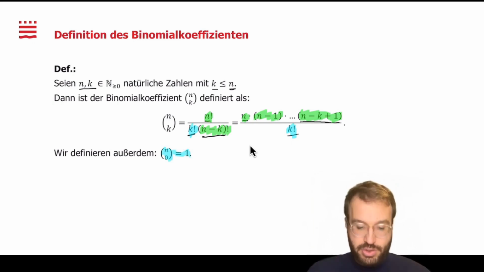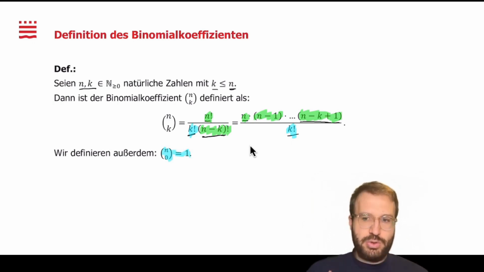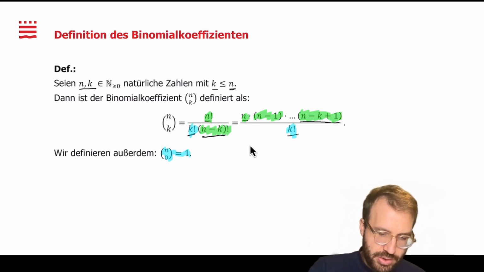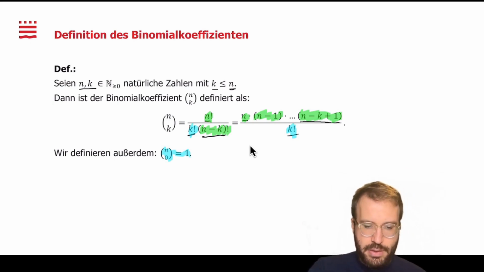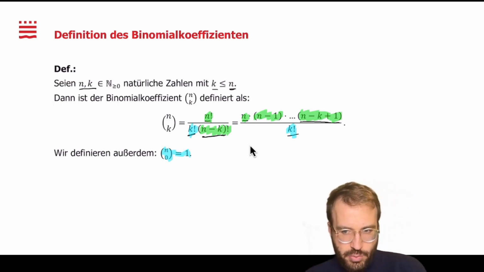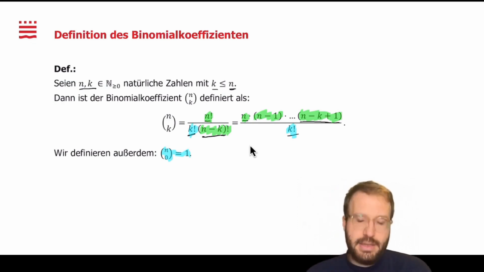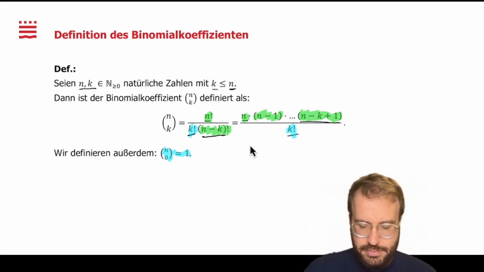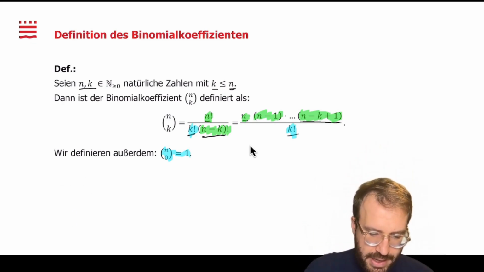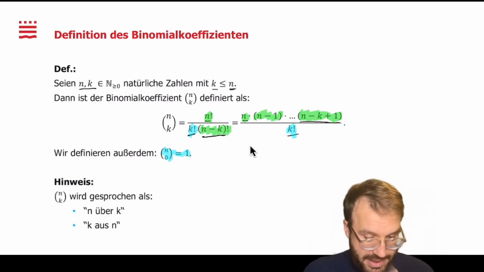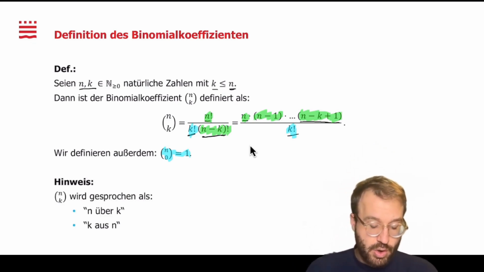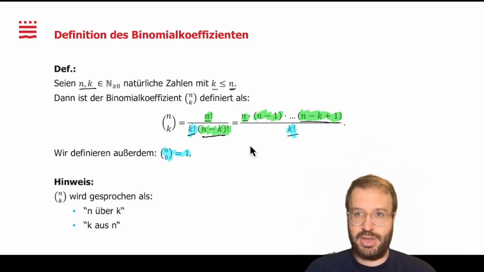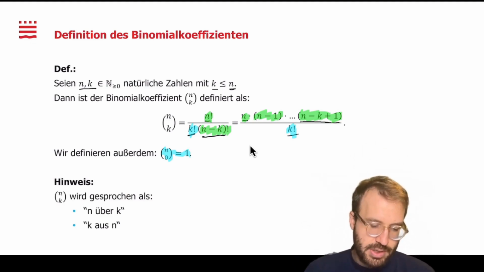So the interpretation of n over k is the number of ways to choose k different elements from n elements, where the k are all distinct and the order, as mentioned, doesn't matter. Just like you saw in the lottery. Alright, and exactly, so we call that n over k, or also k out of n. Both ways are common when we talk about it.